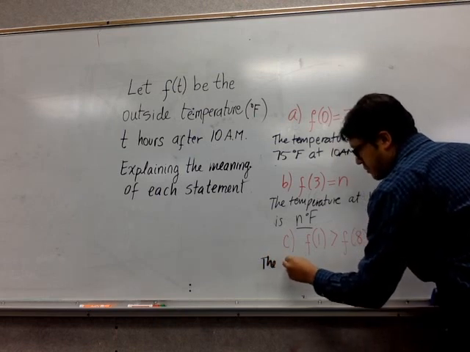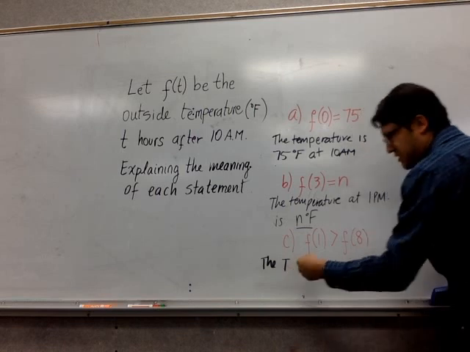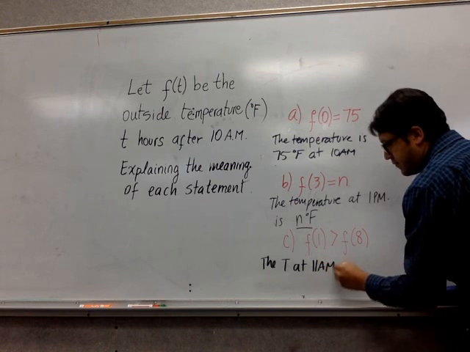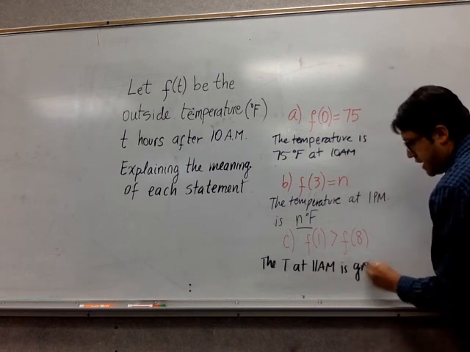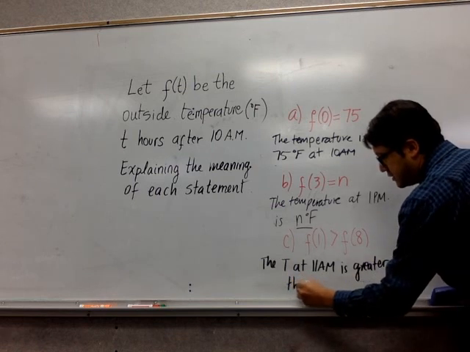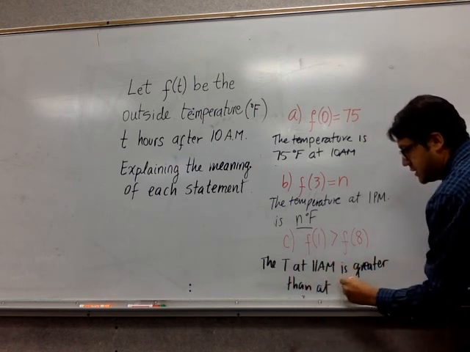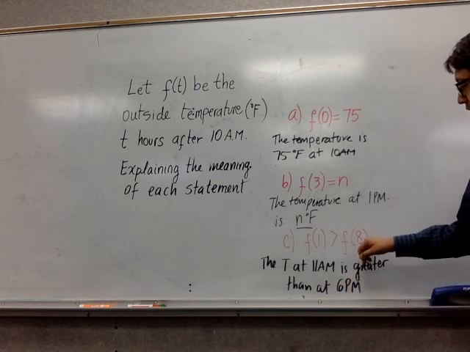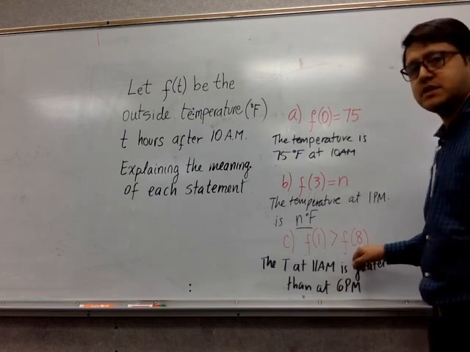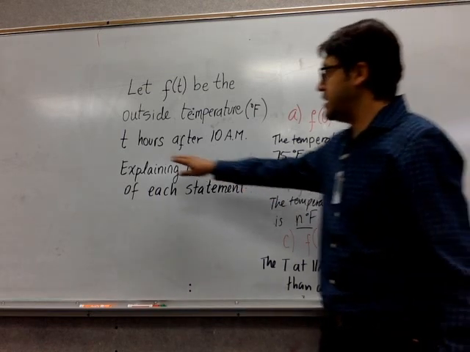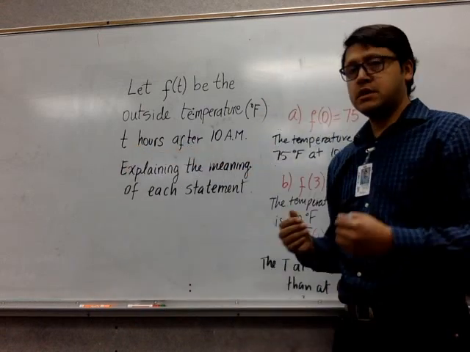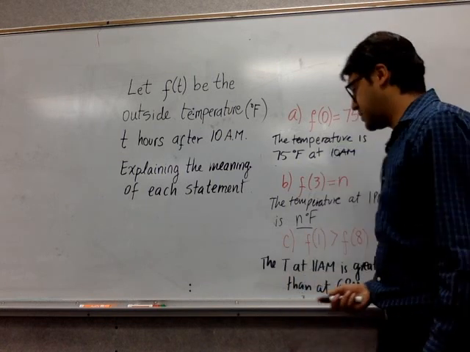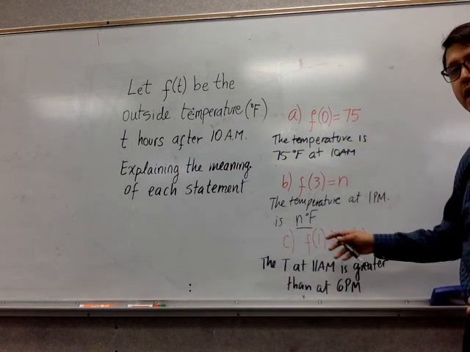I'm going to just write T to make it short. The temperature at 11 a.m. is greater than the temperature at 6 p.m. Remember, why do I say 6 p.m.? Because the input is 8. What does that mean? This 8 means that it's 8 hours after 10 a.m. 10 and 8 is 18, and 18 hours is 6 p.m. So that is why I write it like that, 6 p.m. And we're done, okay?